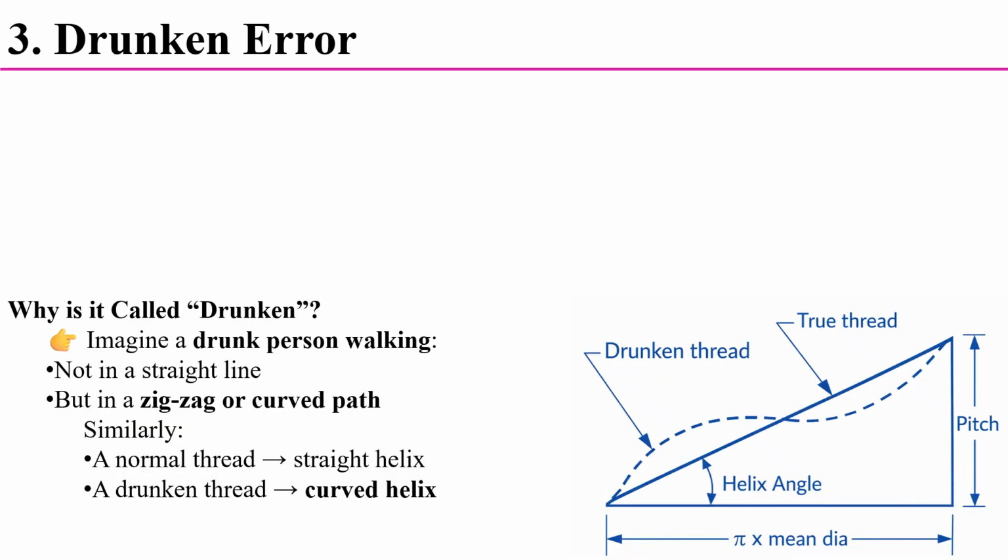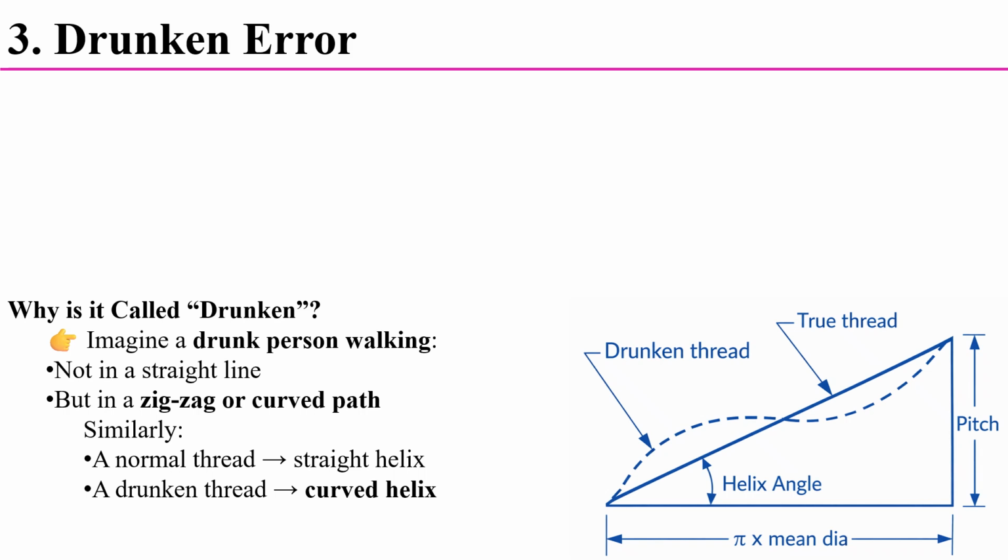The next type of pitch error is the drunken error. First I have to discuss why it is called drunken. Just imagine the walking style of a drunken person. A drunken person does not walk in a straight line; the walking style is zigzag or a curved path. Similarly, a normal thread has a straight helix, but a drunken thread has a curved helix.